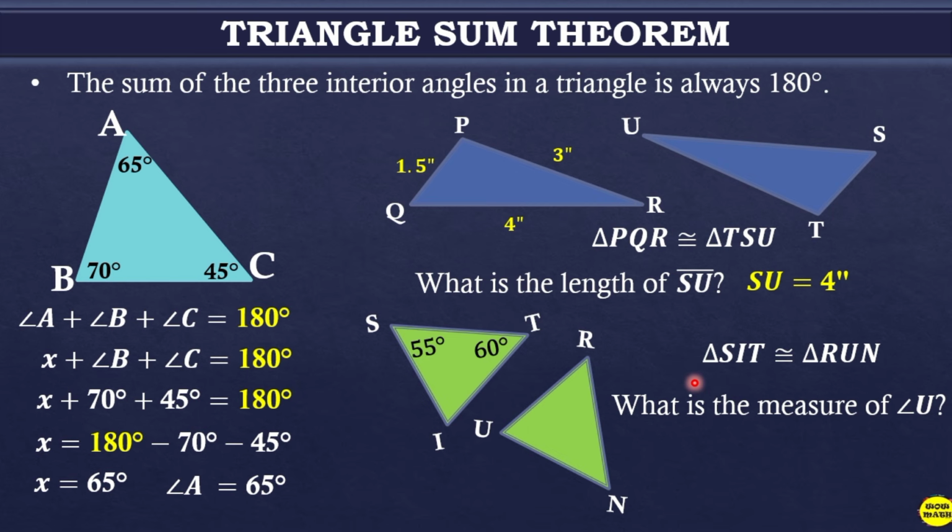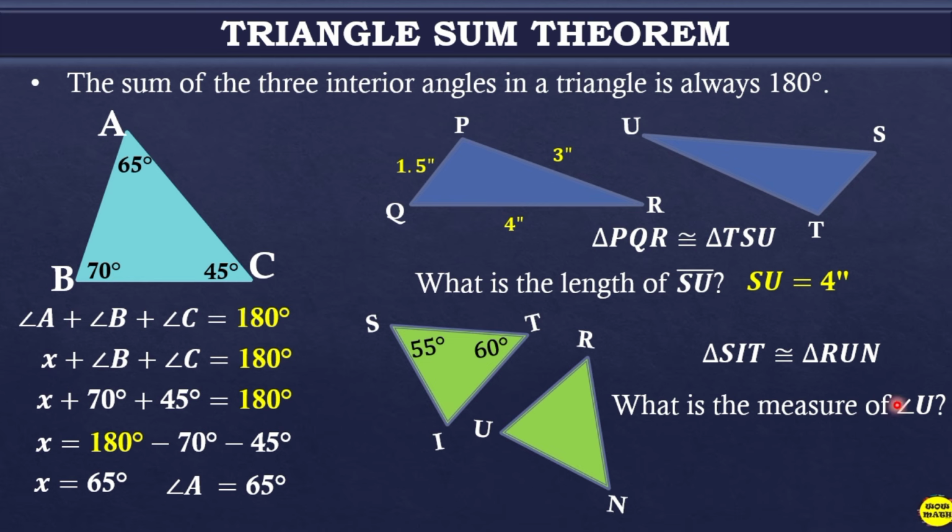So, given that triangle SIT is congruent to triangle RUN, so these two triangles are congruent. Ngayon, ang tinatanong is the measure of angle U. Ito po. Okay. So, paano natin makukuha yung measure ni angle U? Ganong walang binigay na measures. Hindi kagaya nito. Nakuha natin dahil may given. So, dito, pinapakuha si angle U without giving the other measures of the angles. So, paano natin kukunin? Gamitin mo yung idea ng corresponding angles.